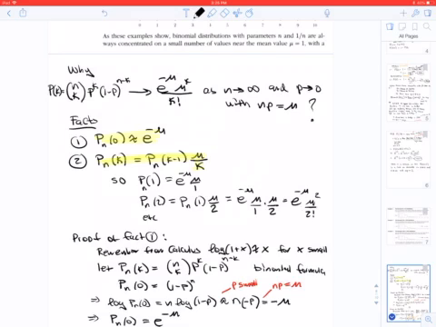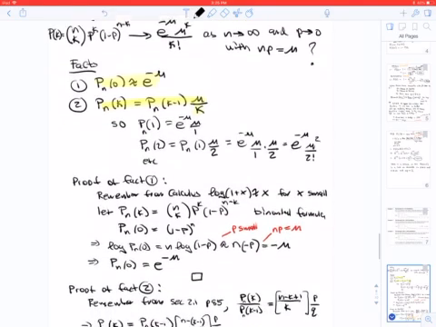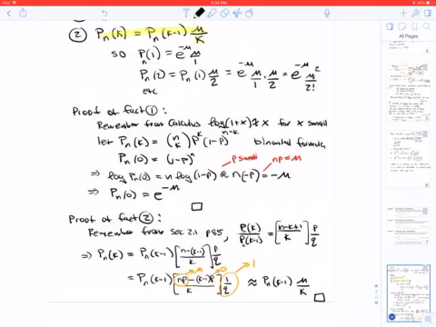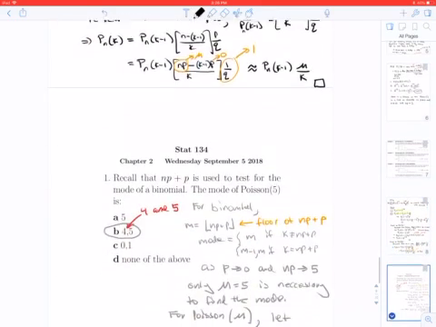So using these two facts, pn of 1 we can find from pn of 0, it's pn of 0 times mu over 1. And then similarly, pn2 is pn1 times mu over 2, which is e to the minus mu times mu squared over 2 factorial. So in this way, you can see how you're getting the Poisson distribution. The proof of fact 1 and fact 2, I've written out in great detail here, and I'd like you to read this. It should be completely clear to you.